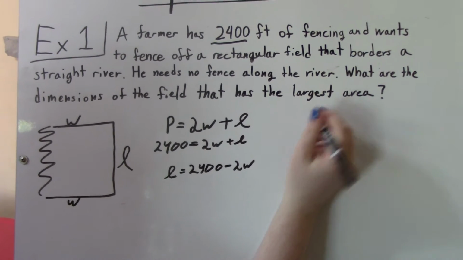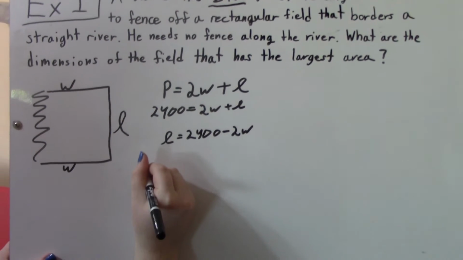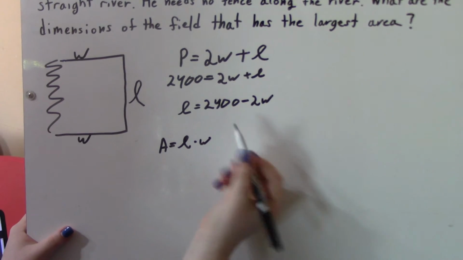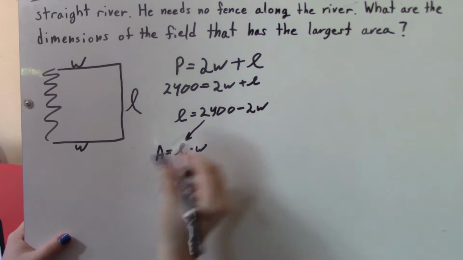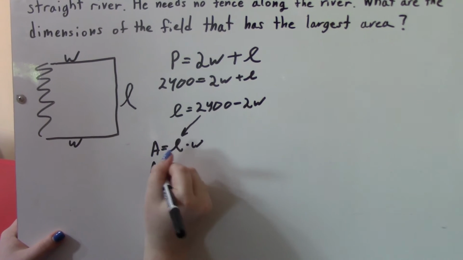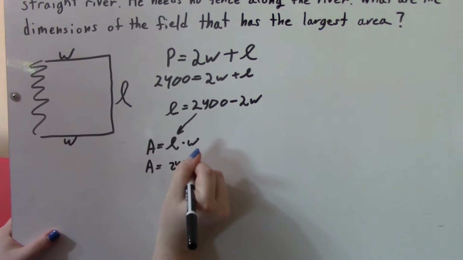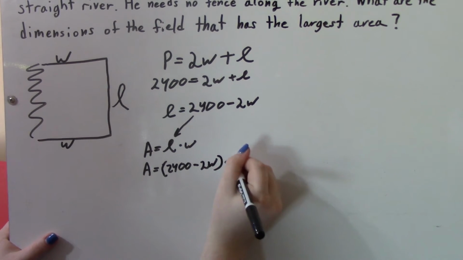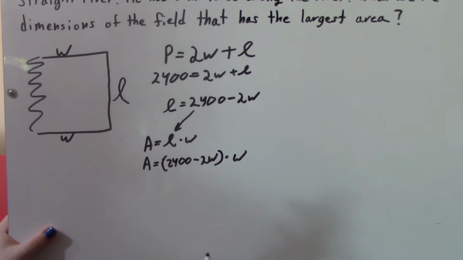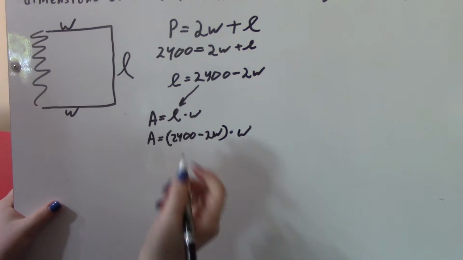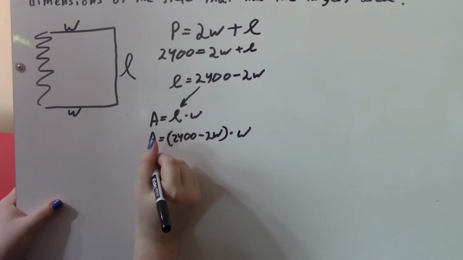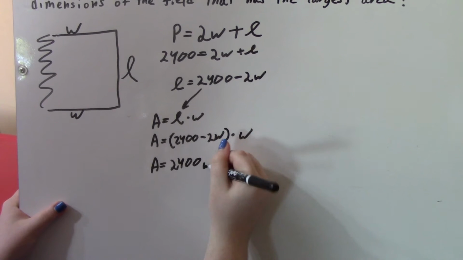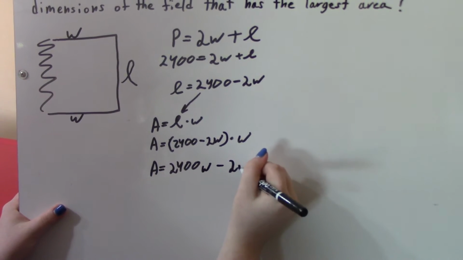Now let's write the expression for our maximum area. Area equals length times width, and for this we can substitute our L. So area equals 2,400 minus 2W, times W. Next, we're just going to multiply in, so area equals 2,400W minus 2W squared.